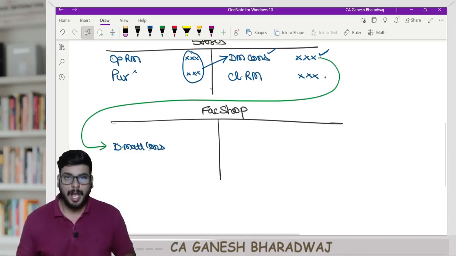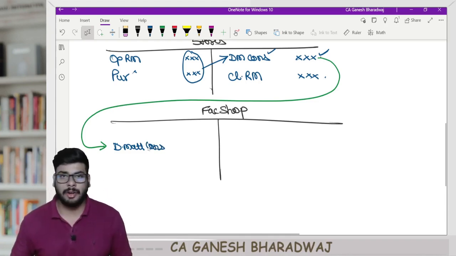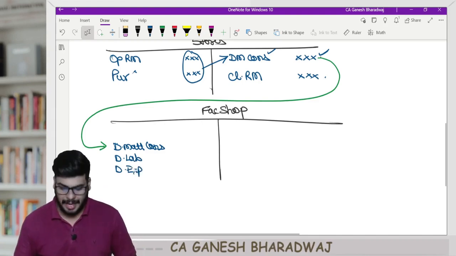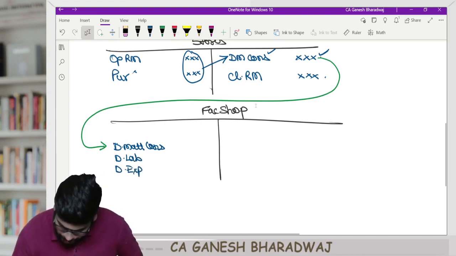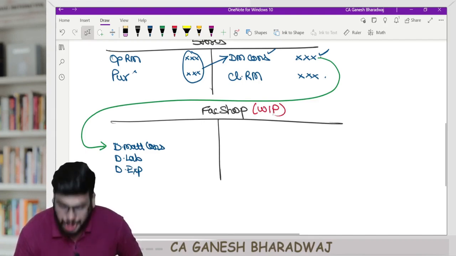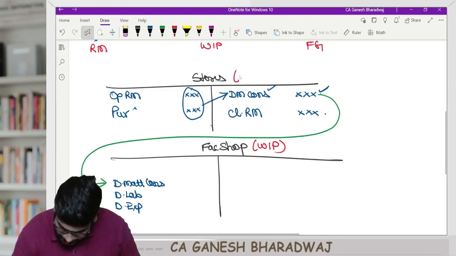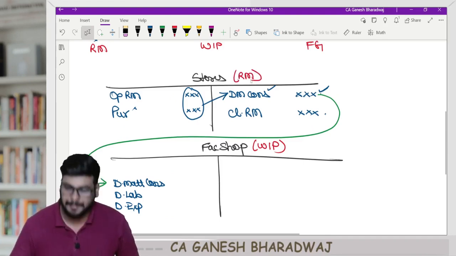Right? Now, apart from material, is material the only cost I incur? No. I will also be incurring direct labor. I will also be incurring direct expense. All these are incurred where? In the factory shop, or in other words, this is the area where the conversion happens. Raw material is converted into WIP, whereas the stores area exclusively deals in raw material. Are you clear with this?